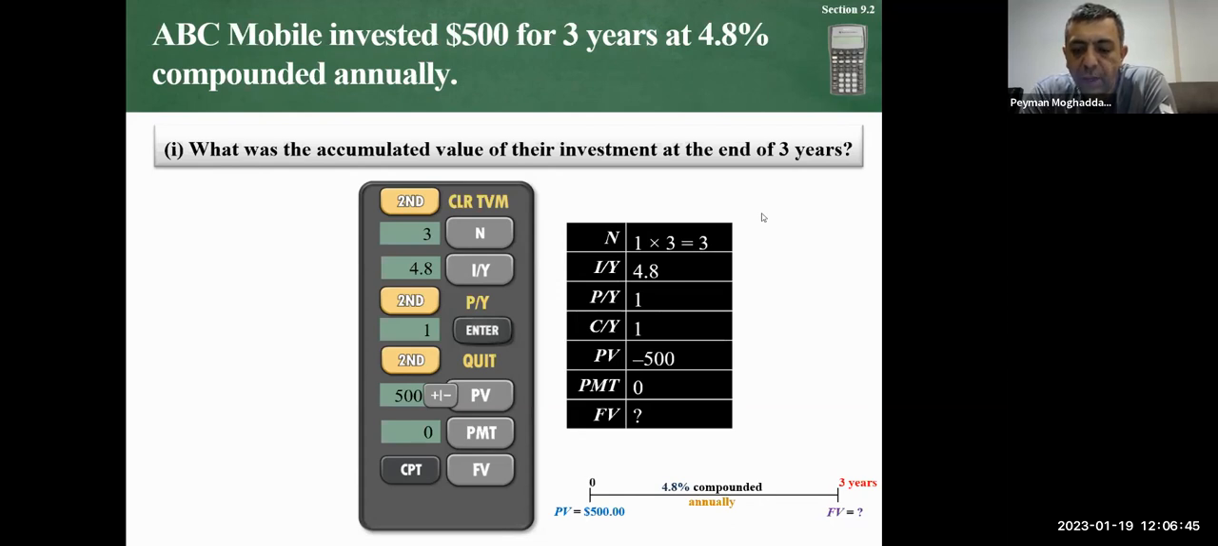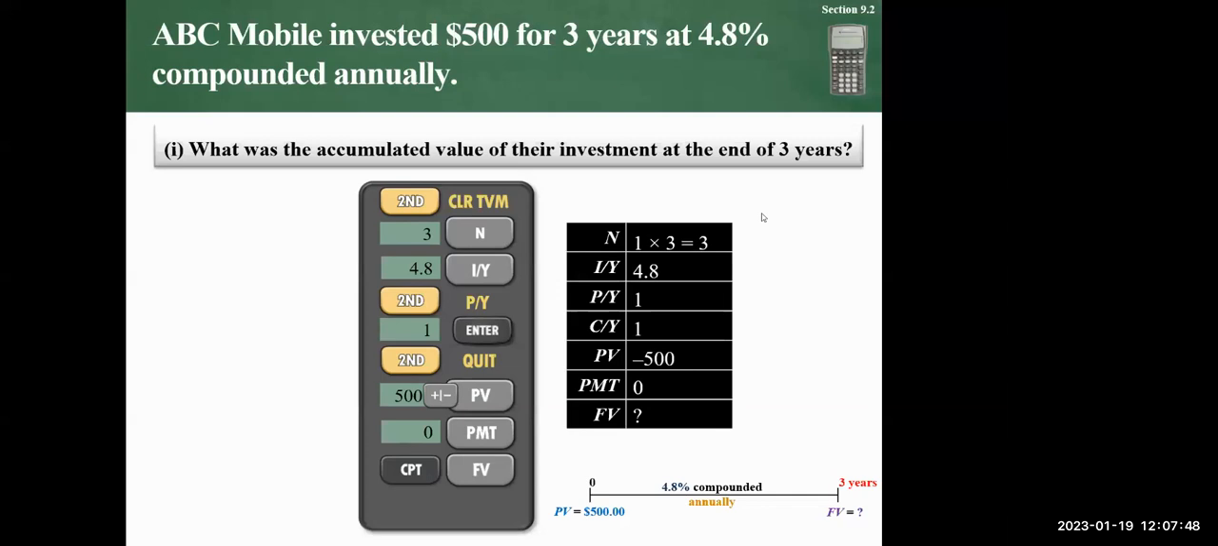Now you have to set N. You push 3, just the number 3, and push the N button. This automatically sets N to 3, okay? And then for I over Y, you push 4.8 and push the I over Y button. Automatically it sets I over Y to 4.8, okay? And then for M, you push the second button and P over Y, which is on top of I over Y. Then you set 1 and enter, and then second and CPT, which is quit. And then for present value, you first write the number 500, and since this case is an investment, you put a negative sign in front of it, and push PV.